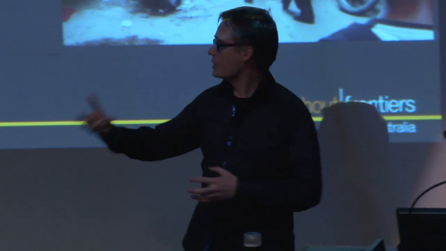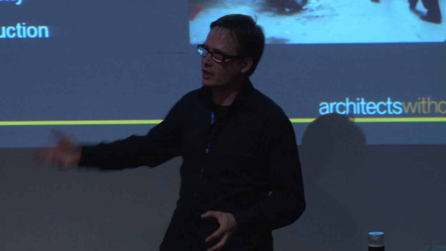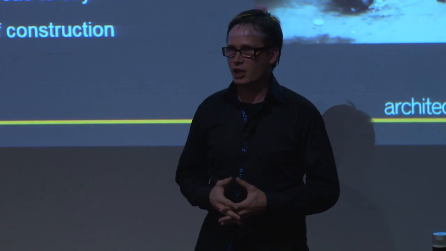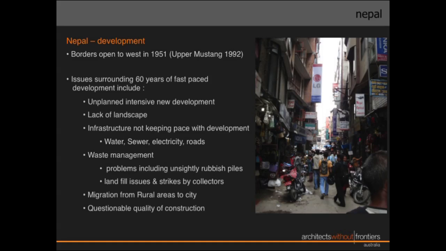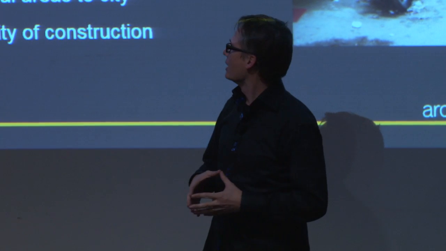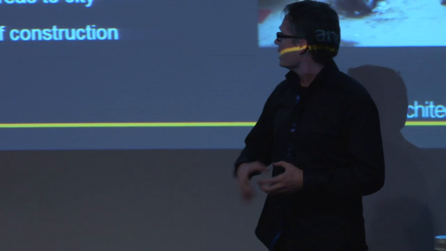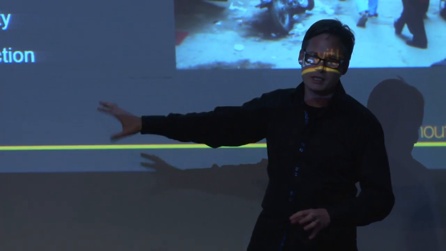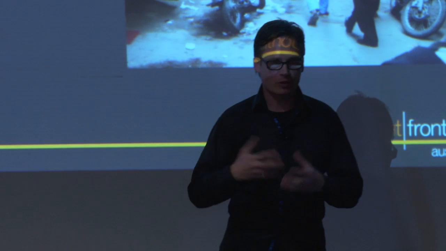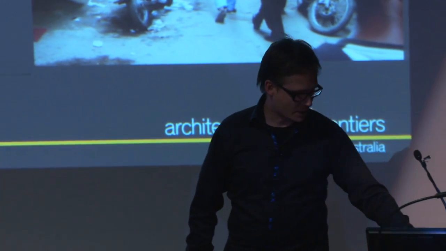And as I mentioned to you, there are some issues associated with 60 years of unplanned development, some of those being the infrastructure not keeping pace with the development. We have, and that's quite often been reflected now, the sewer lines, which weren't that great to begin with, have often now been damaged in some areas of Kathmandu. And the migration from the rural areas to the city is a problem that all developing world countries are facing at the moment.